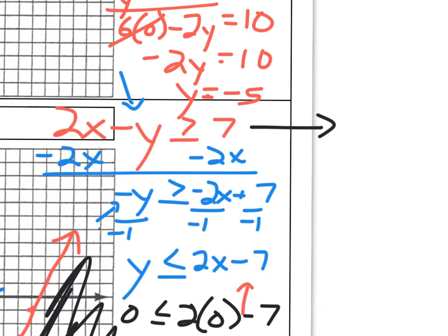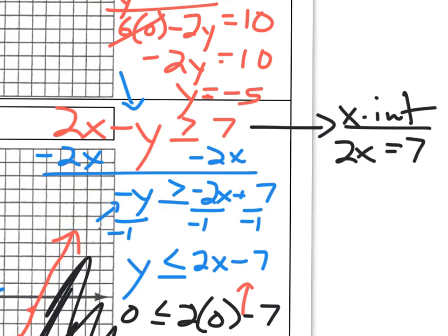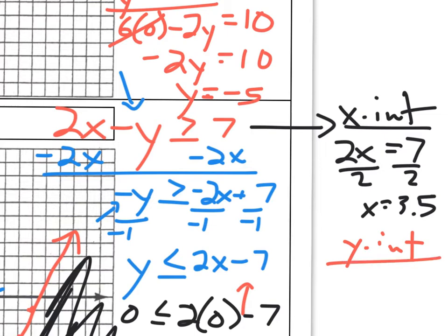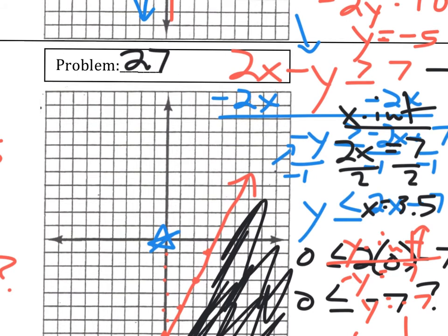Anyways, you could find your x-intercept by plugging in 0 for y, 2x equals 7. So you get an x-intercept of 3.5. And get your y-intercept by plugging in 0 for x. You'd end up with negative y equal to 7, y-intercept of negative 7. It's the same thing, y-intercept of negative 7. My x-intercept's right at 3.5. So whatever floats your boat, man, it's cool.